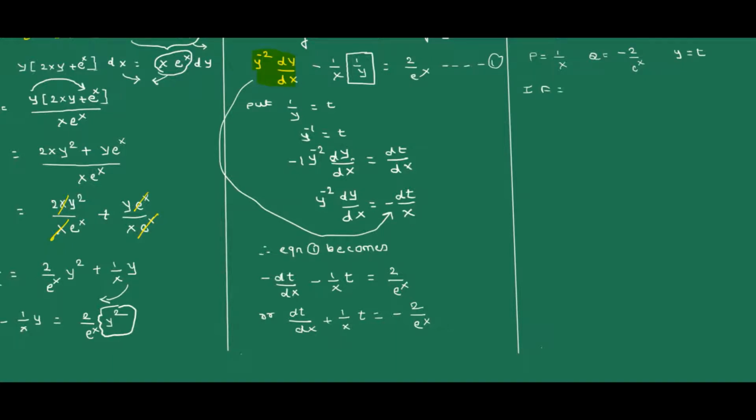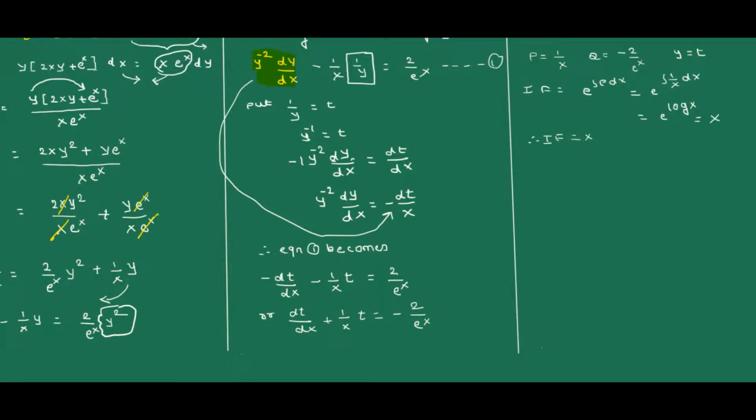IF is equal to e raised to integration of p into dx, and this is equal to e raised to integration of 1 by x into dx. What is integration of 1 by x? It is log x, so e raised to log x, and e raised to log gets cancelled, we are left with only x. So the integrating factor is x. Therefore IF is equal to x.